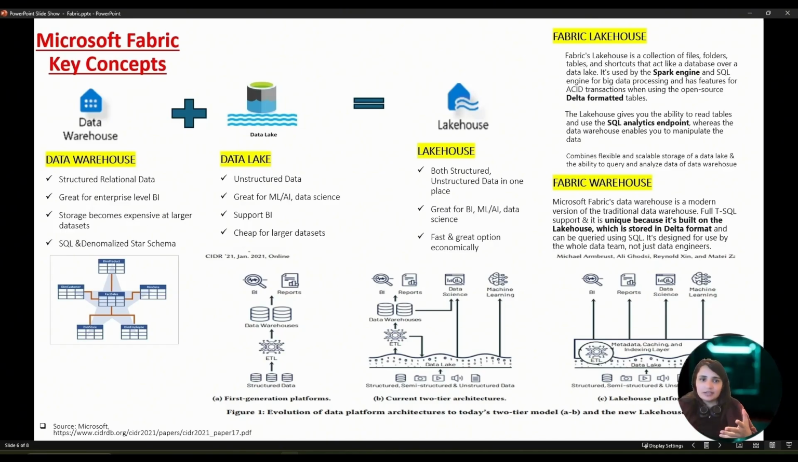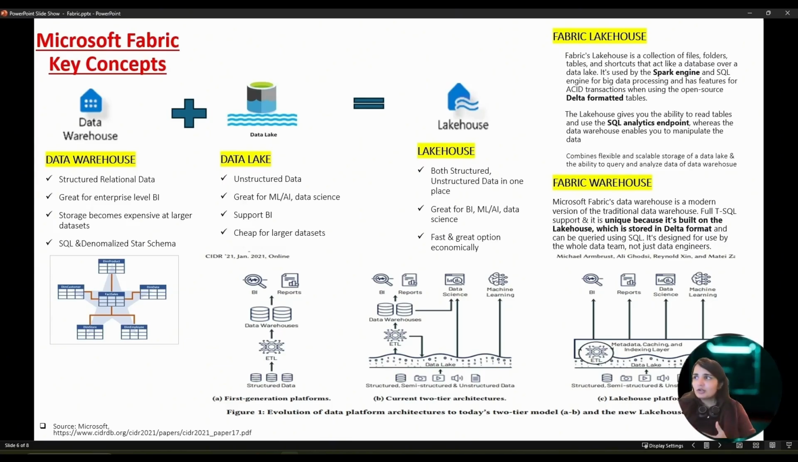So the Fabric Lakehouse is where you have all your files, folders, tables, and shortcuts stored, and they act like a database over the data lake, and it's used by the Spark engine and SQL engine for big data processing. And because of the Delta formatted table, you have ACID transactions enforced on that, and it allows the SQL engine also to query this data. It combines the flexible and scalable storage of a data lake and the ability to query and analyze data of a data warehouse.